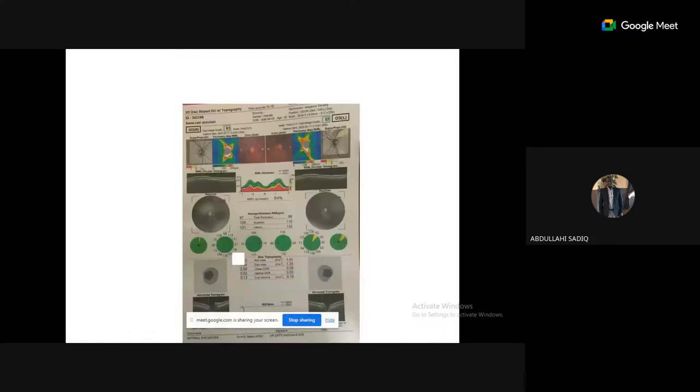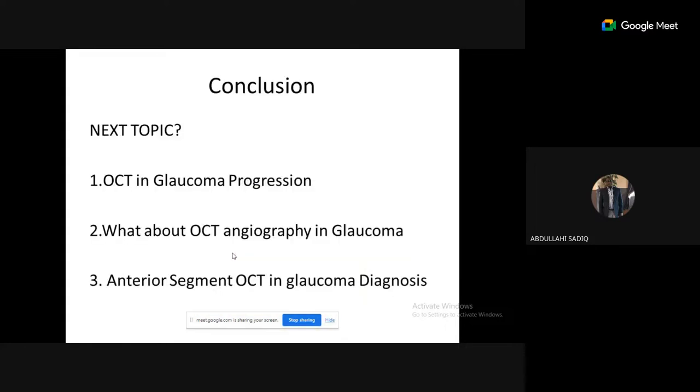So this is what I have for you. OCT is an integral component of glaucoma progression assessment. Like I said, it's just one part of the presentation. We can also use OCT to assess for glaucoma progression. There's also the place of OCT angiography in glaucoma, and anterior segment OCT in glaucoma diagnosis. So these are other further topics that need to be discussed. Thank you very much.